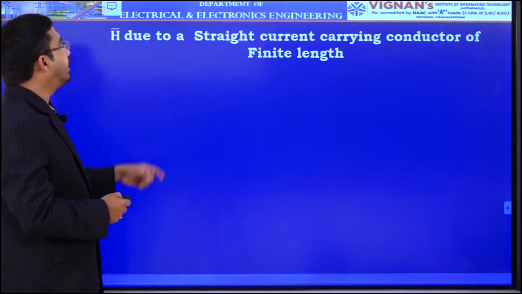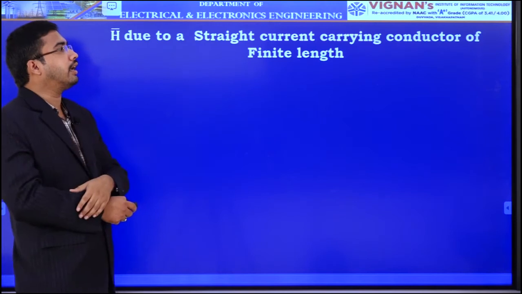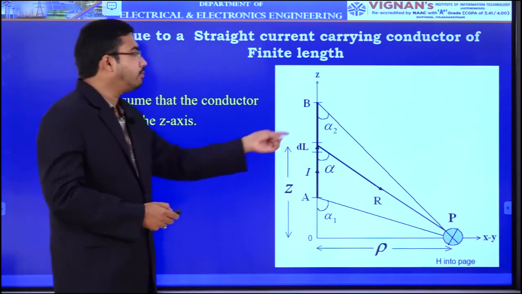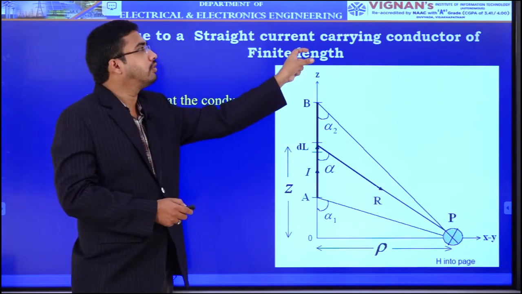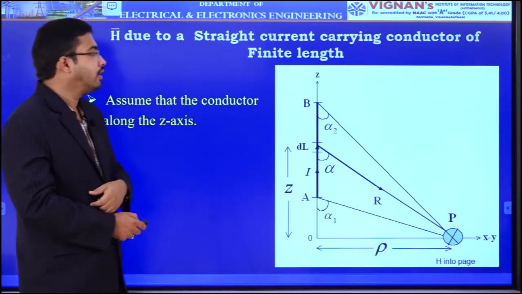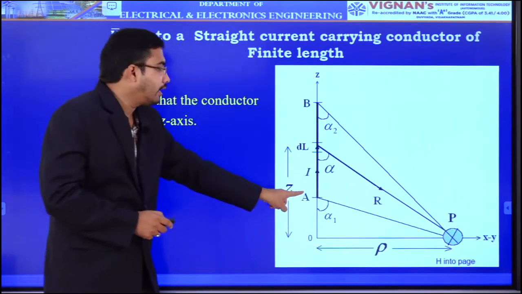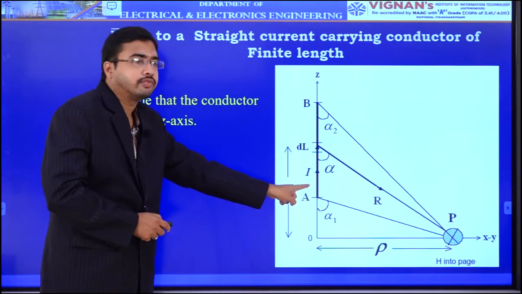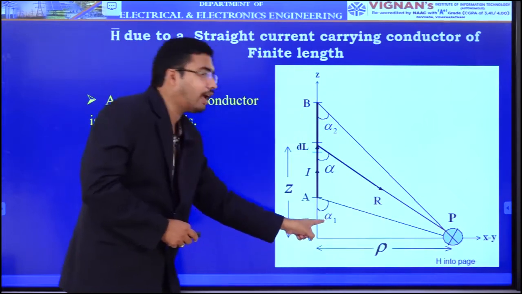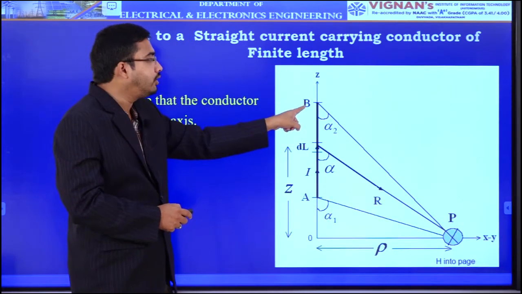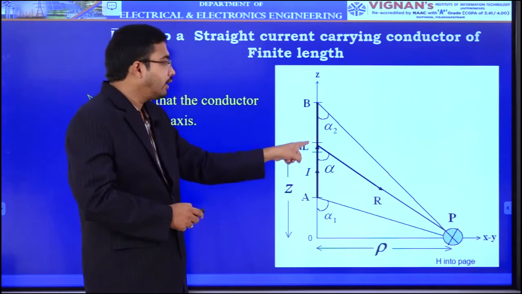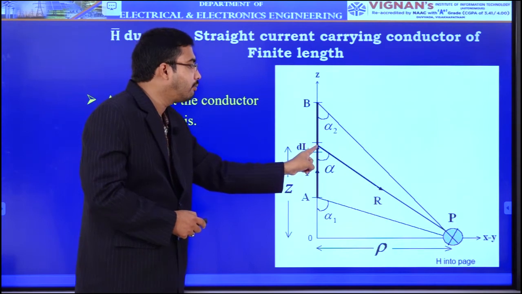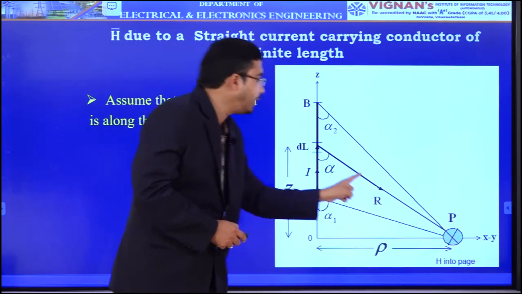Okay. So the second derivation is H due to a straight current carrying conductor of finite length. That means we are taking a conductor with some fixed value. Here the length of the conductor is known, finite length. So take a point P, the conductor starting point is A and the ending point is B. The angle subtended from point A to point P will be alpha 1 and the angle subtended from B to point P is alpha 2, and you should consider a differential length dl. The angle subtended from differential length dl to point P is alpha.